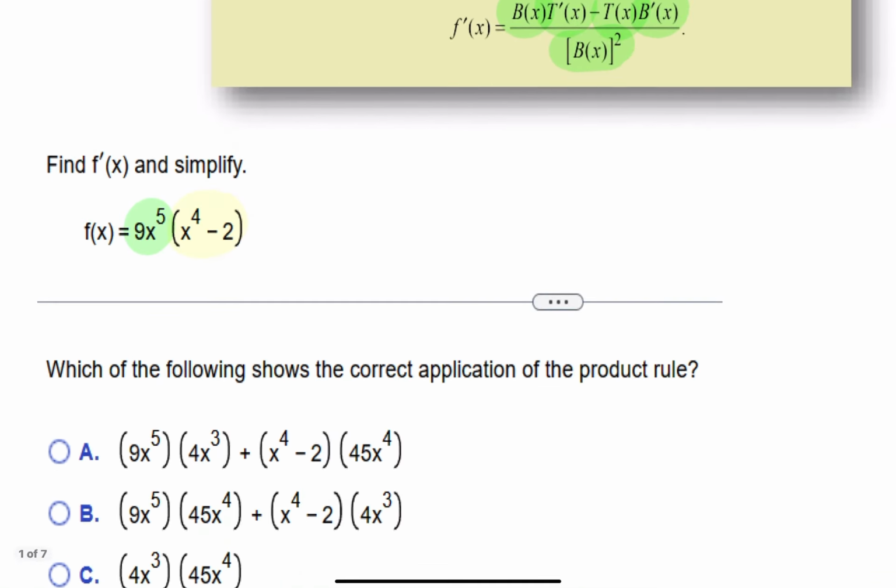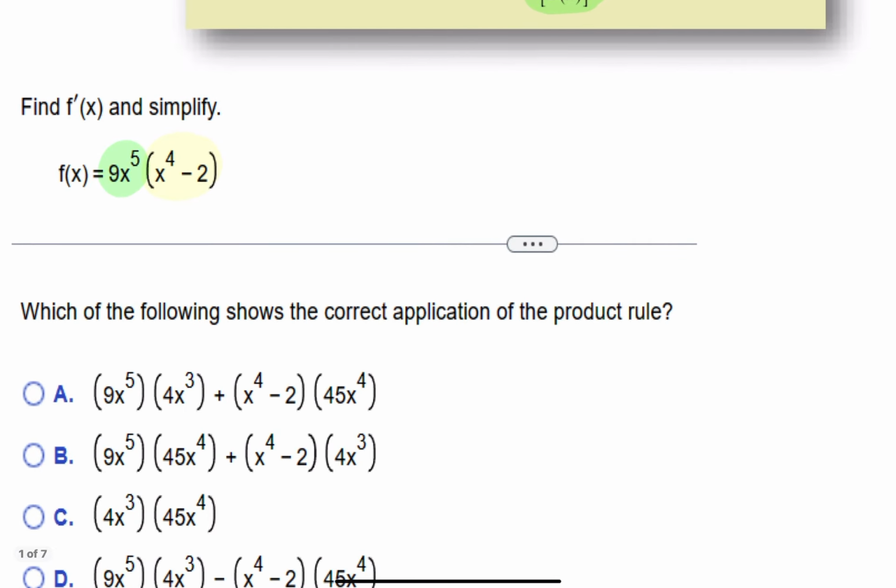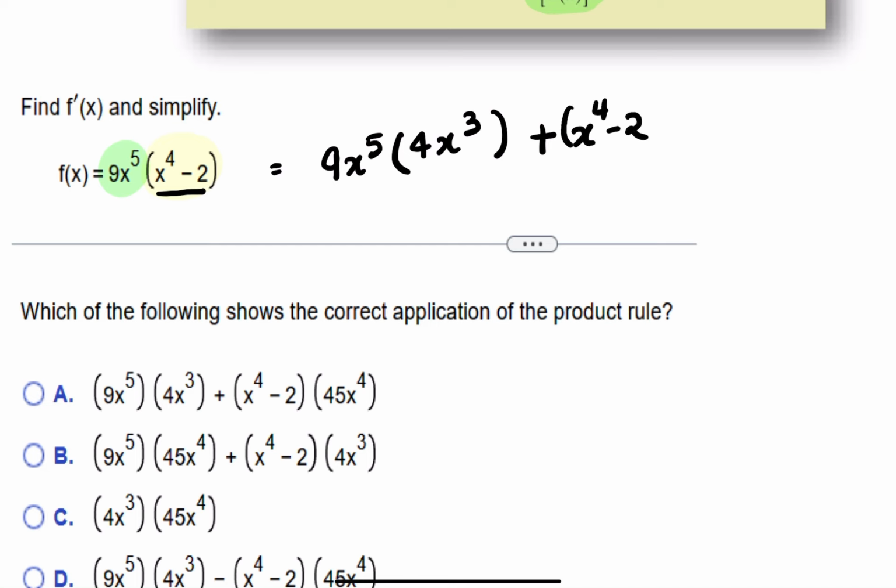The product rule is, let me go ahead and show that to you. It's the first function, 9x to the power 5, times the derivative of the second function. The derivative of x to the power 4 is 4x cubed. The derivative of 2 is 0, so I'm not going to write that. Plus the second function, which is x to the power 4 minus 2, times the derivative of the first function, which is 9 times 5x to the power 4.